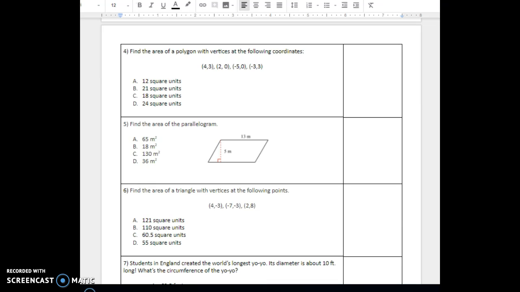Question 5. Find the area of the parallelogram: A. 65 meters squared, B. 18 meters squared, C. 130 meters squared, D. 36 meters squared.